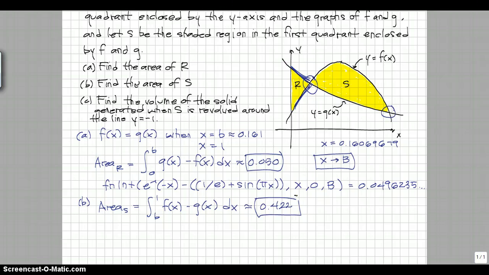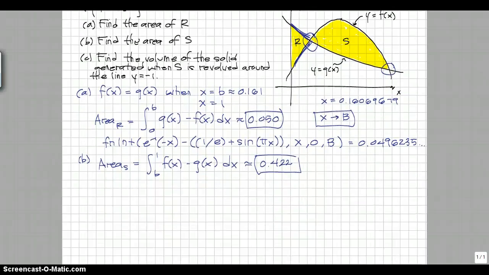So that was a lot quicker once I had established the intervals I was going to use for these regions and decided on my limits of integration. So on to part C. Find the volume of the solid generated when S is revolved around the line y equals 1. Y equals -1, sorry.